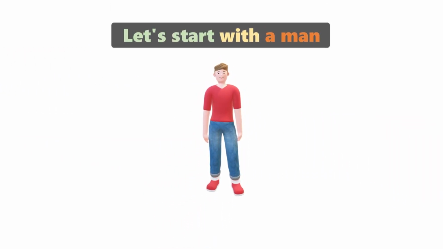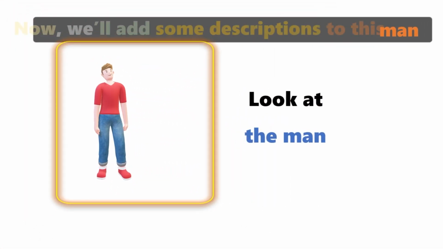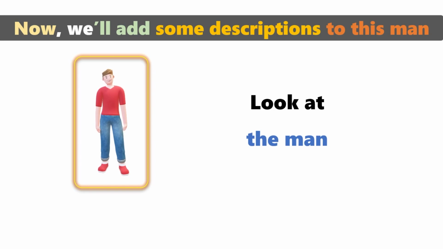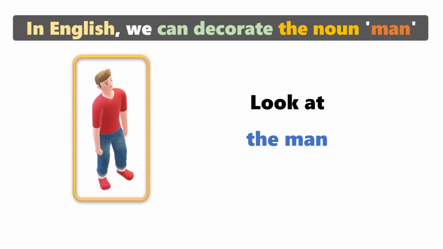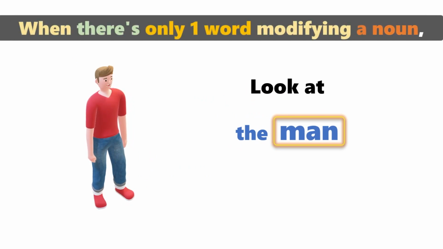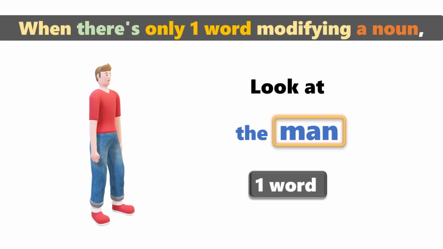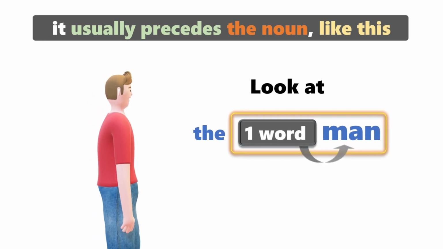Let's start with a man. Look at the man. Now, we'll add some descriptions to this man. In English, we can decorate the noun man. When there's only one word modifying a noun, it usually precedes the noun like this. Look at the one-word man.